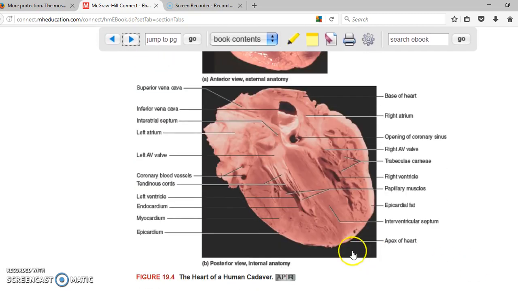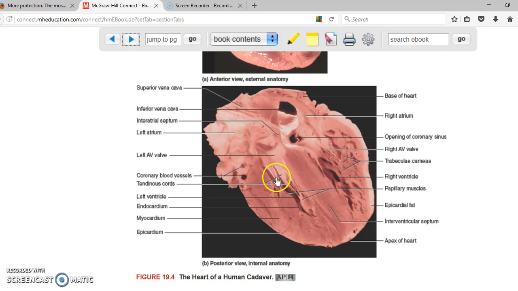Here's the heart, obviously cut in half, and you can see clearly in here the three layers. This is going to be the one on the inside, right here. This is going to be the endocardium. The one in the middle is going to be the myocardium, and the one on the outside is going to be the epicardium. The heart, as you can see in here, has four chambers, two on the top, one here and another here. Both of them are going to be called atriums. This is going to be the right atrium. This is going to be the left atrium.